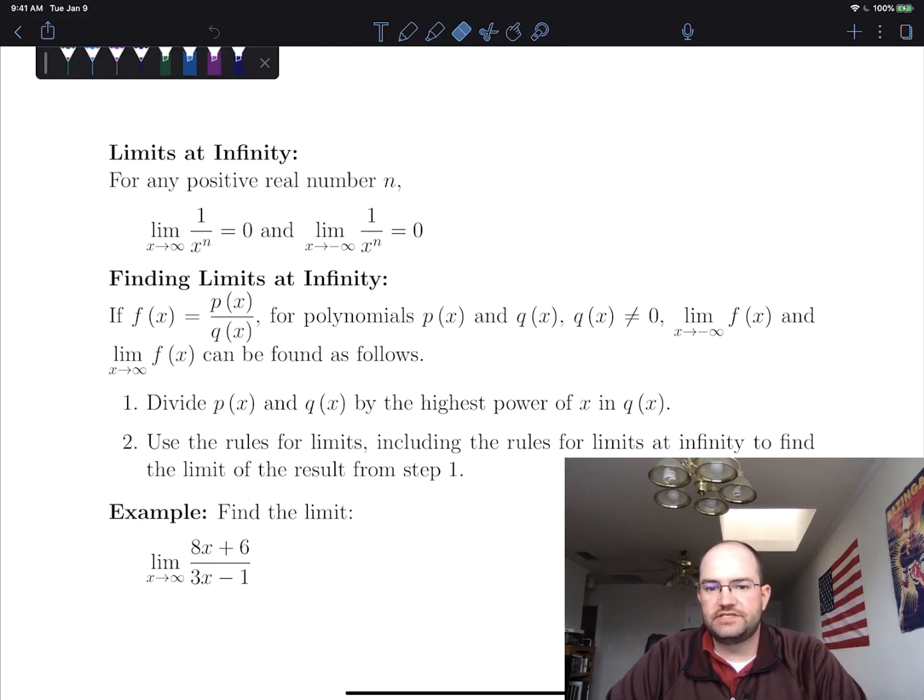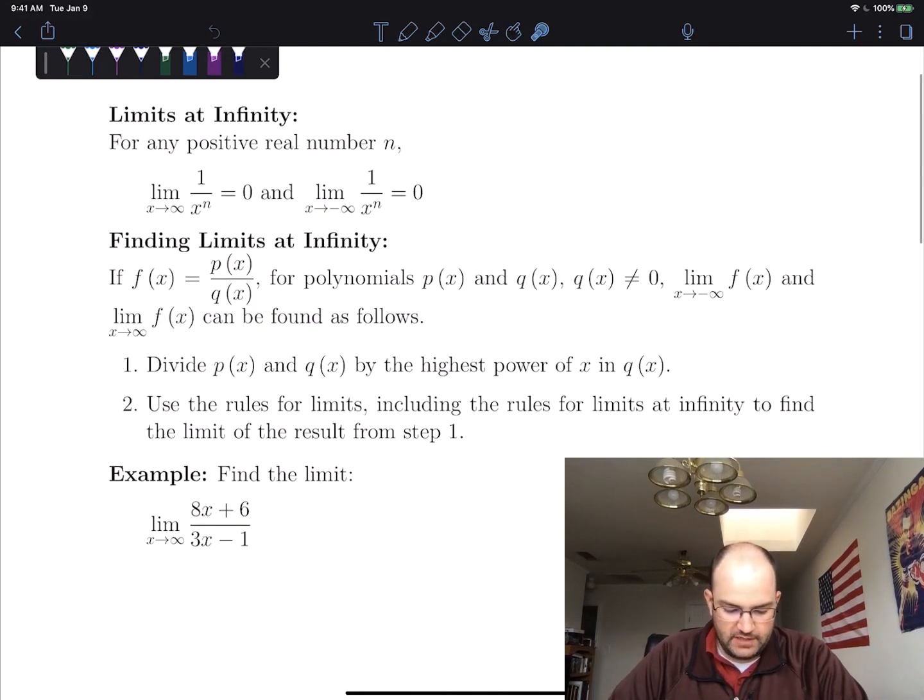Hello. In this video, we're going to look at limits at infinity. For any positive real number n, the limit as x goes to infinity of 1 over x to the nth power equals 0, and the limit as x goes to negative infinity of 1 over x to the nth power is also equal to 0.